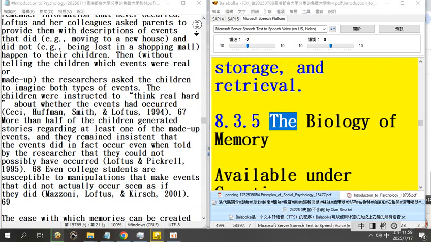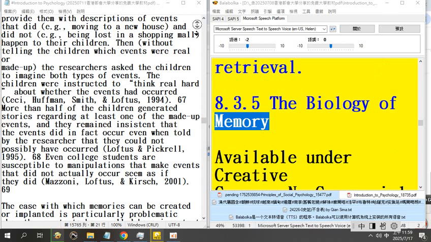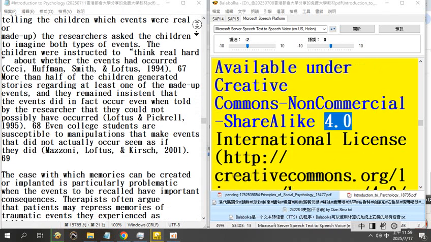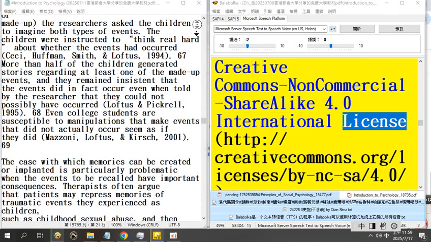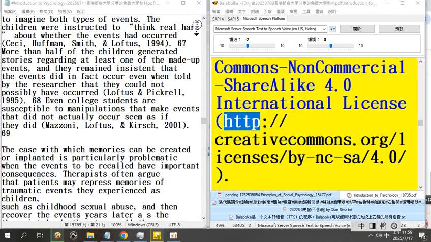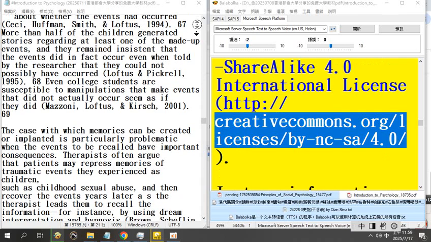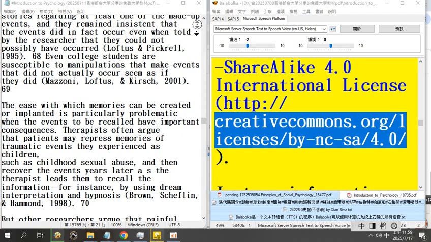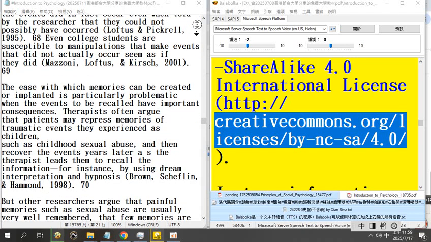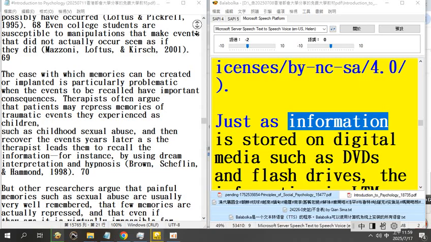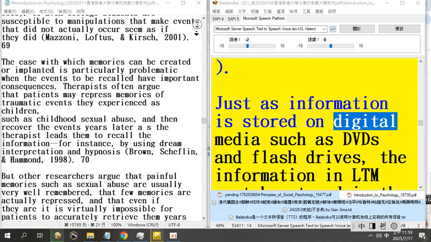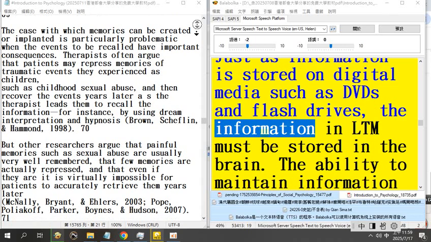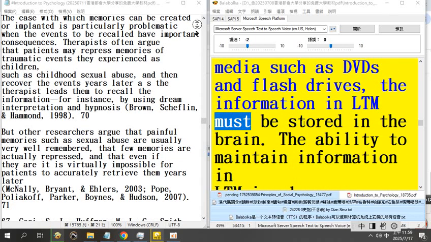8.3.5 The Biology of Memory. Just as information is stored on digital media such as DVDs and flash drives, the information in LTM must be stored in the brain.